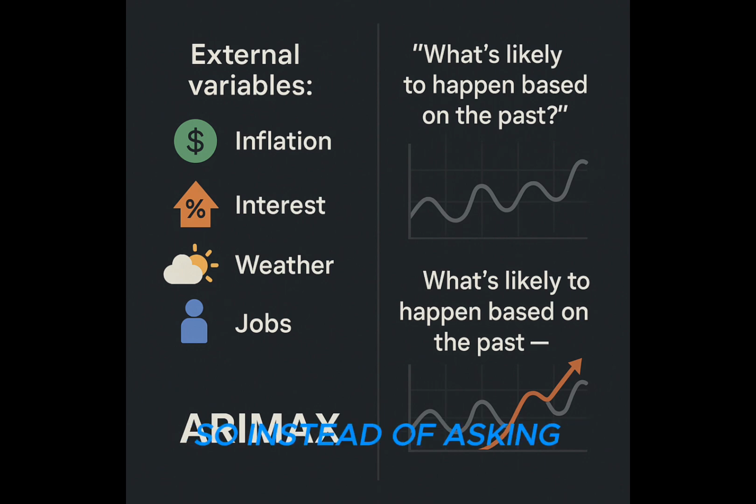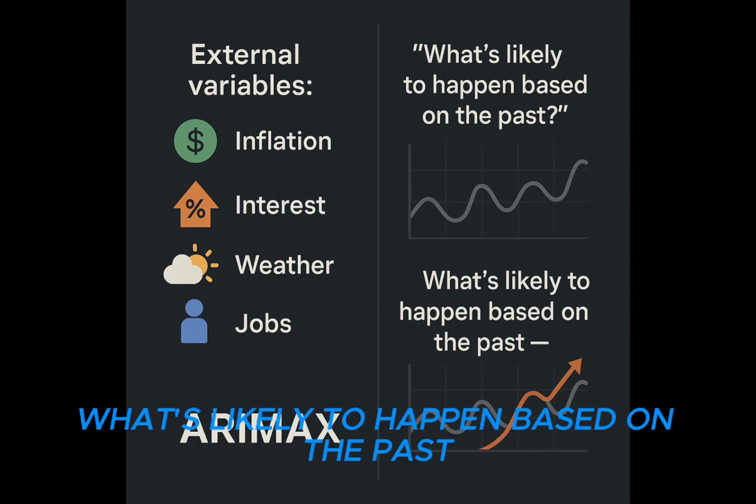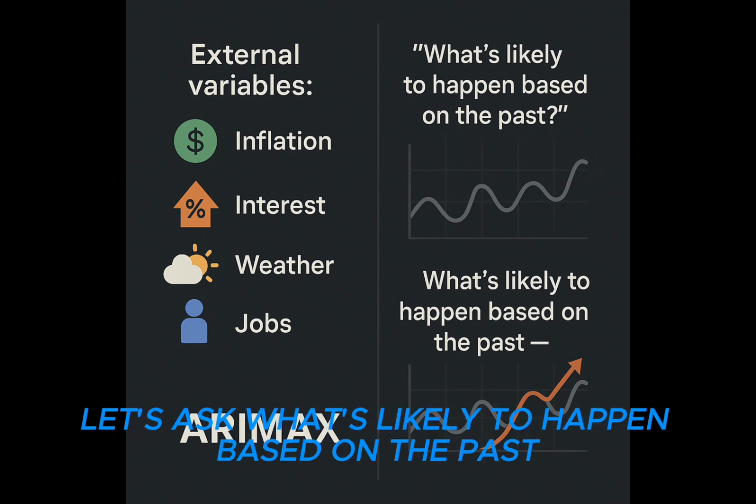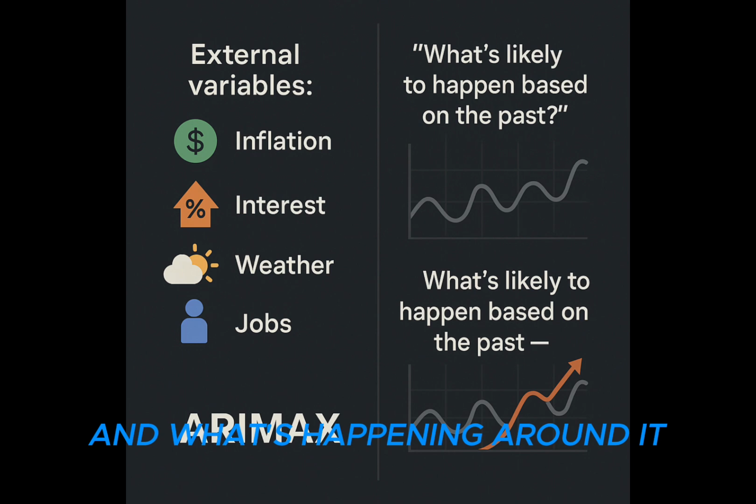So instead of asking what's likely to happen based on the past, like the ARIMA framework would ask, ARIMAX will say, no, let's ask what's likely to happen based on the past and what's happening around it.